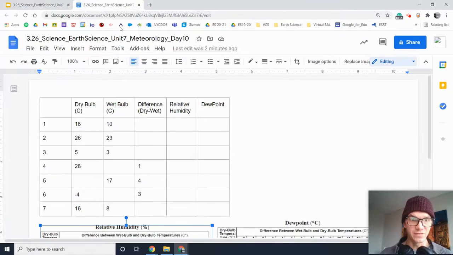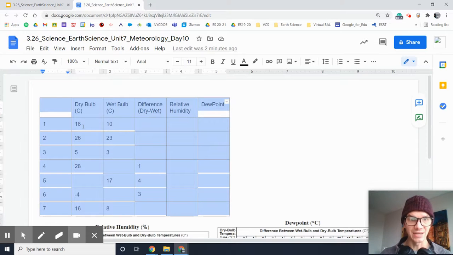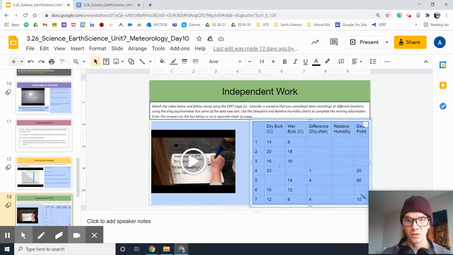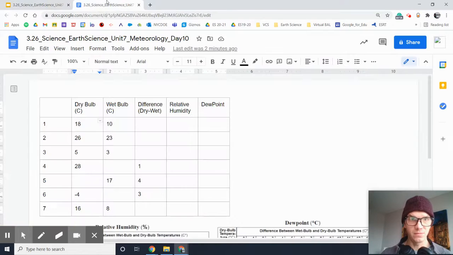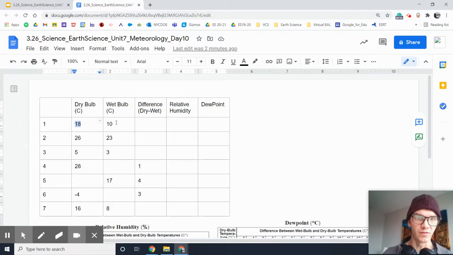What I did for this video is I took the same table with the same headings and I just changed the numbers around. So same data table, different numbers to show you how to do it. Let's do a couple of these problems together. We're going to start by looking at our first data set, which is a dry bulb temperature of 18 degrees Celsius and a wet bulb temperature of 10 degrees Celsius.